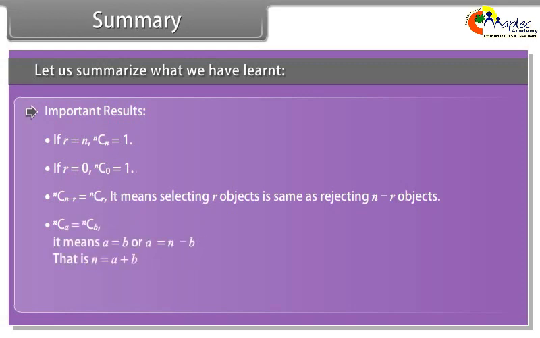nCa is equal to nCb. It means a is equal to b, or a is equal to n minus b. That is, n is equal to a plus b. nCr plus nC(r minus 1) is equal to (n plus 1)Cr.